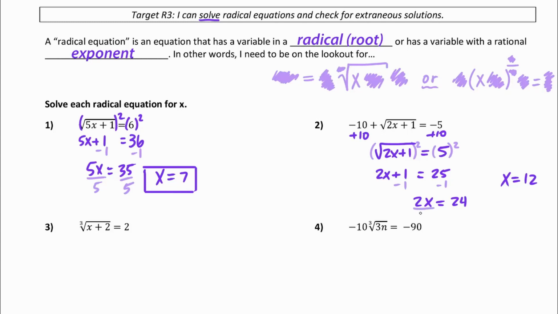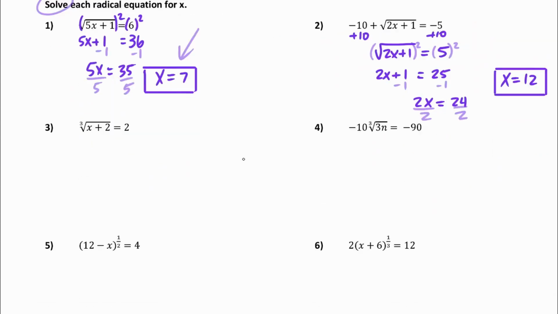I'll make sure to show the rest of my work, though, just in case you need it for your notes. So you can see it's kind of straightforward in terms of what we are trying to do. The goal is to get down to this x equals solution. That's what solving means. And so you just have these steps to follow in order to get there. Let's go ahead and take a look at question number 3.